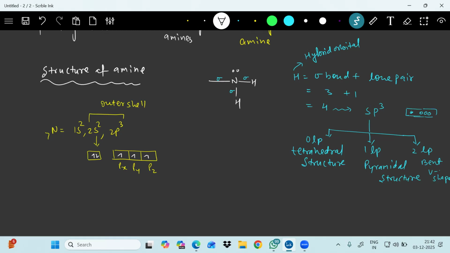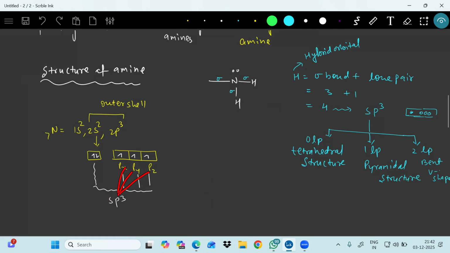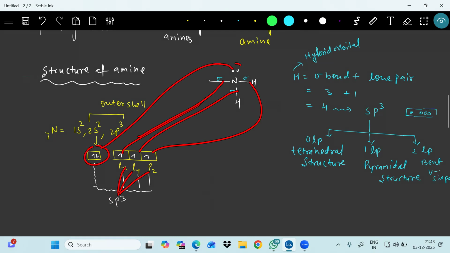So you can see this single unpaired electron will form a single bond, single bond, single bond, and there will be one lone pair. So one lone pair and three single bonds, three sigma bonds. So one s orbital and three p orbitals, px, py, pz, so the hybridization will be sp3. This single electron is involved in bond formation here, this single here, and this will form a bond here, and this is the lone pair of electrons present on the nitrogen.